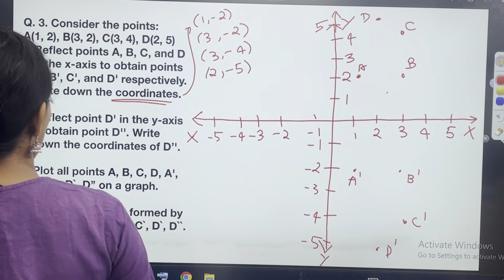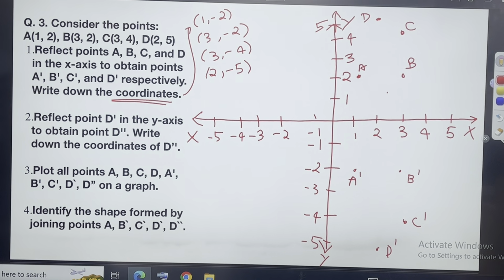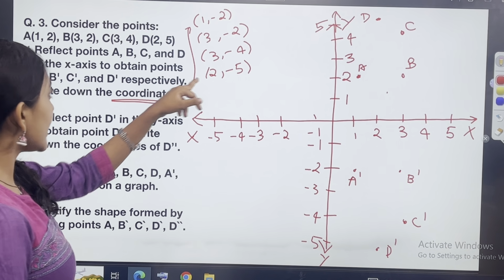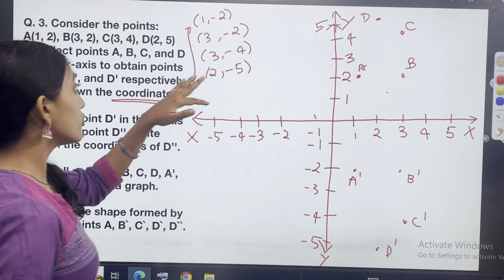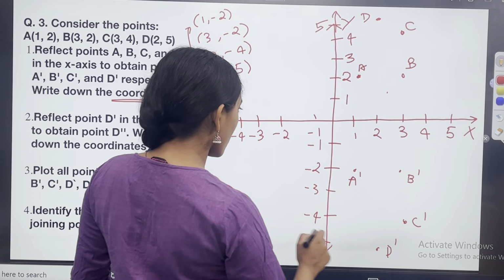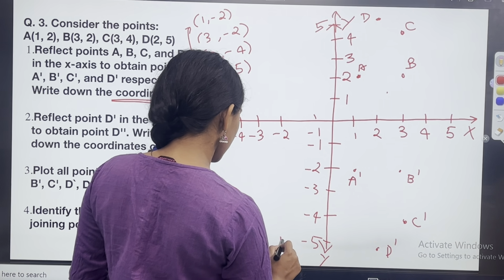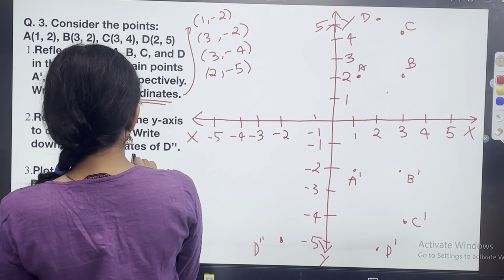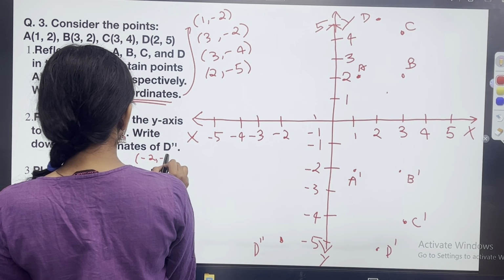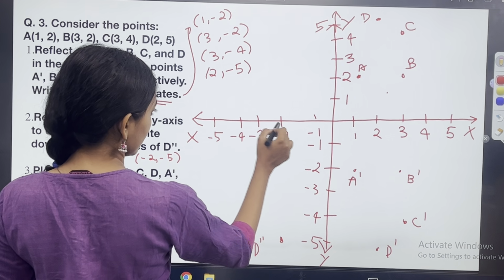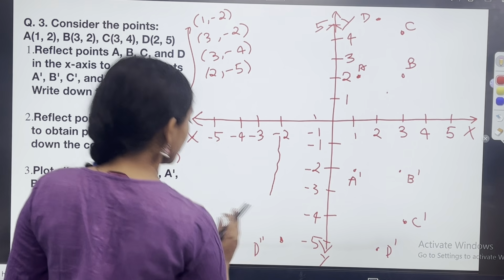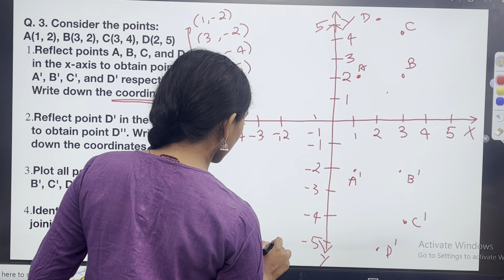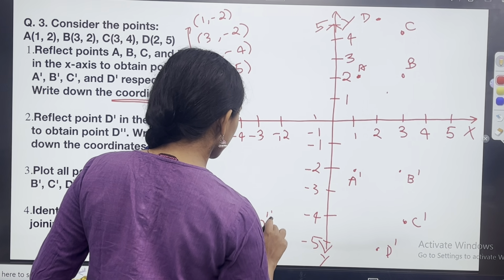Reflect point D dash in the y-axis to obtain the point D double dash. So along the y-axis, already D dash is 2 comma minus 5. When you're doing along the y-axis, it will become minus 2 comma minus 5. That is, it is here. D double dash is basically minus 2 comma minus 5. We have plotted it here because, is it not exactly plotted? Minus 2 comma minus 5, D double dash.